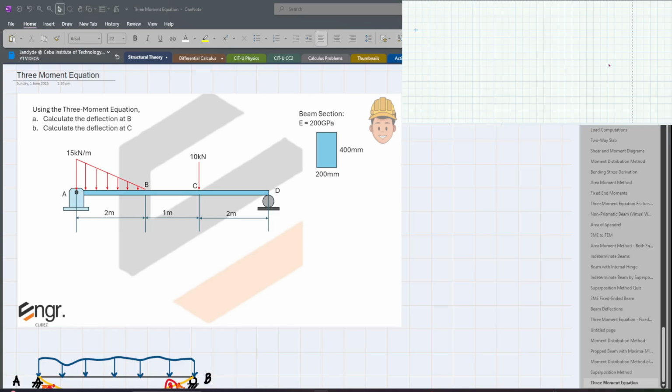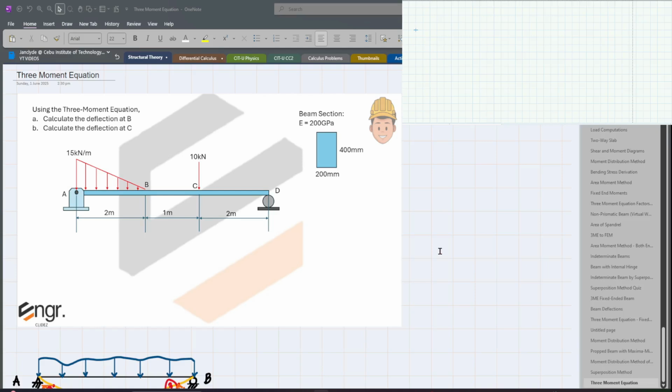Sa video natin ngayon, we will discuss this problem using the 3-moment equation. And then to make things simple, let's just use the shortcut formulas for the 3-moment equation factors, instead of the method involving integration. Para isang formula lang yung gagamitin natin for concentrated or distributed loads.